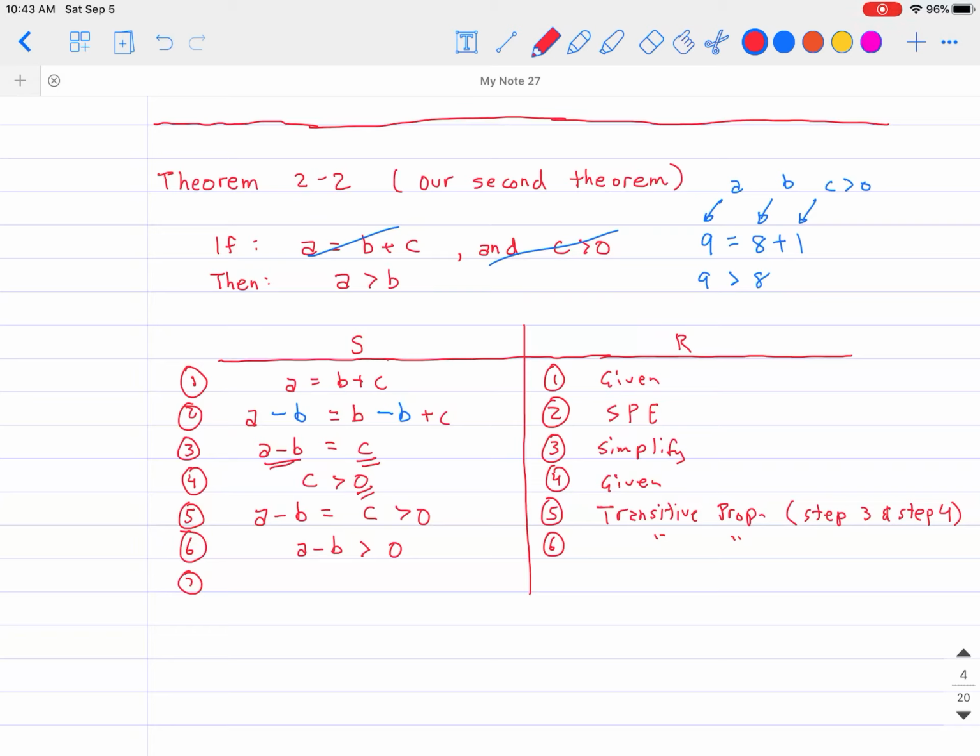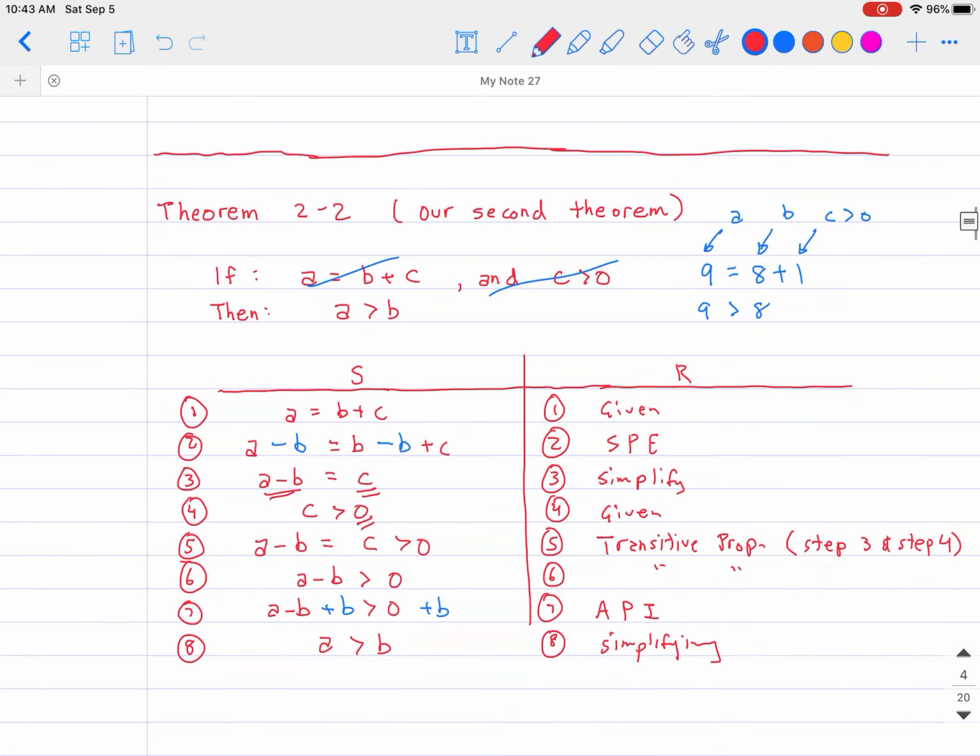So there it is, the last part, and I think you can probably see where this is going from here. We have now a minus b, and let's go ahead and add b to both sides. So we say plus b, and plus b, and you still have that 0 on the other side. So this one is the addition property of inequality this time, right? And lo and behold, the very last step is a is going to be greater than b, and that's going to be your simplifying. Okay?